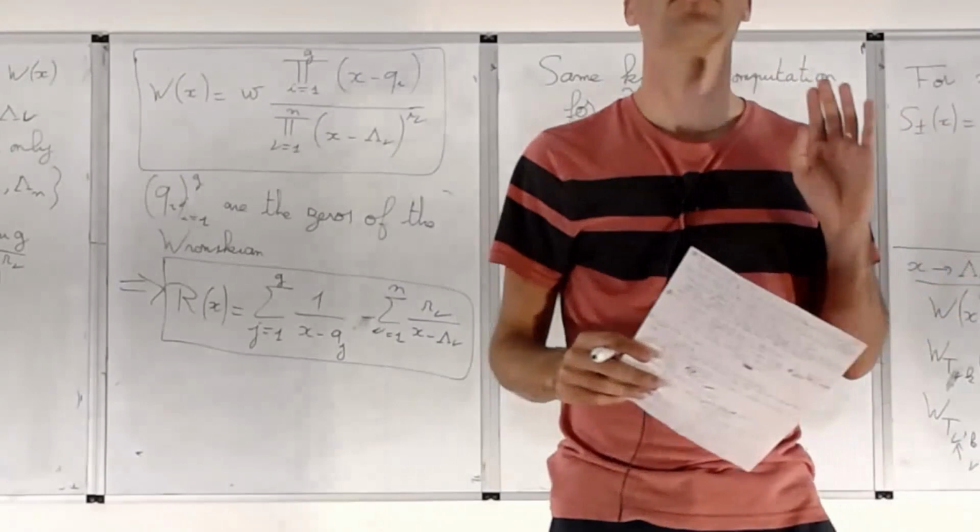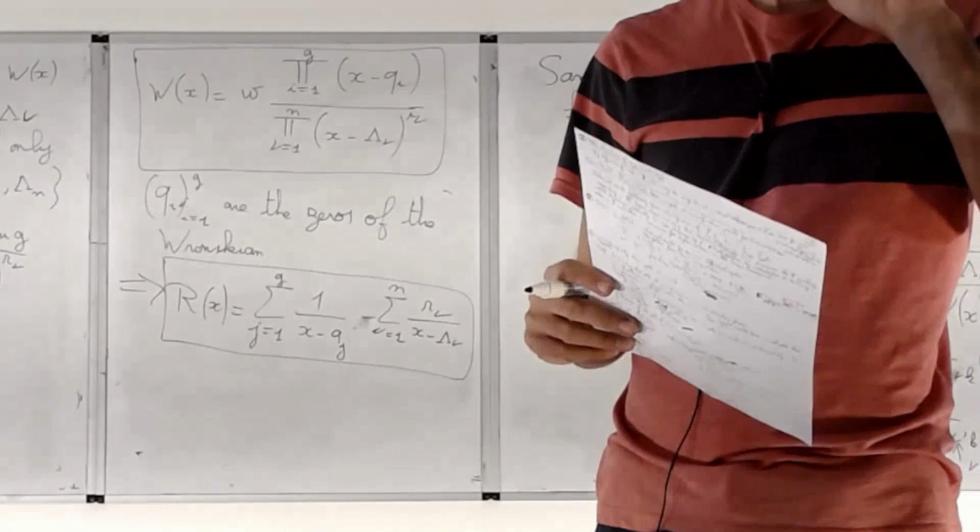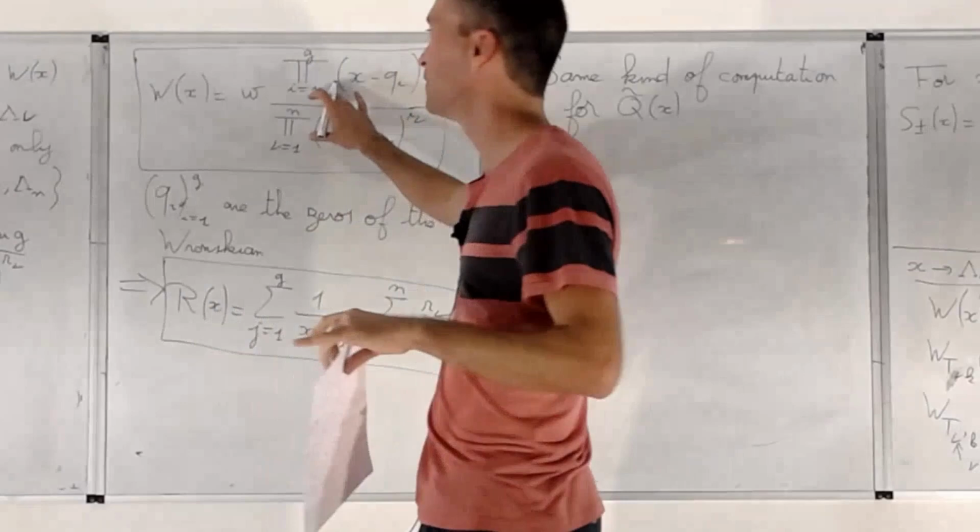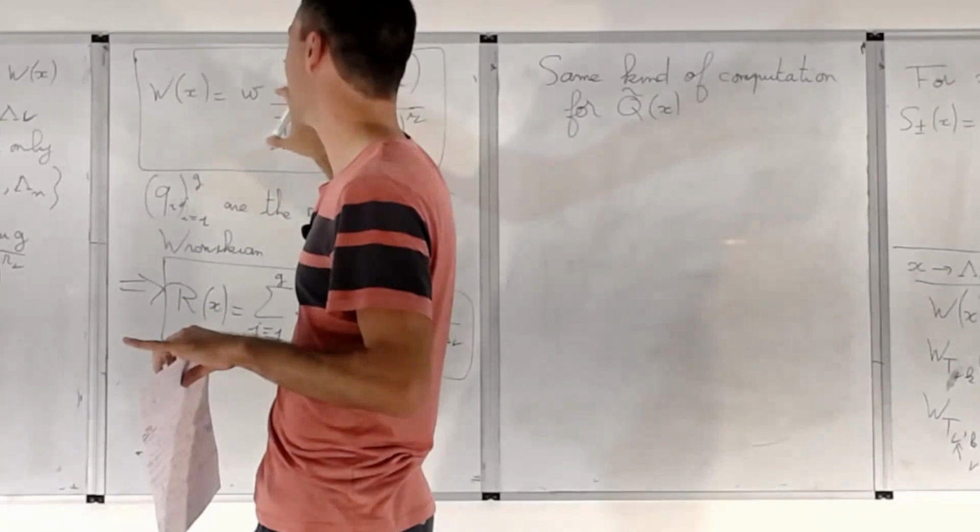You just use the interpolation formula. So far, what I just did is this: you have a polynomial of degree j, and it can be written as a product of the roots.